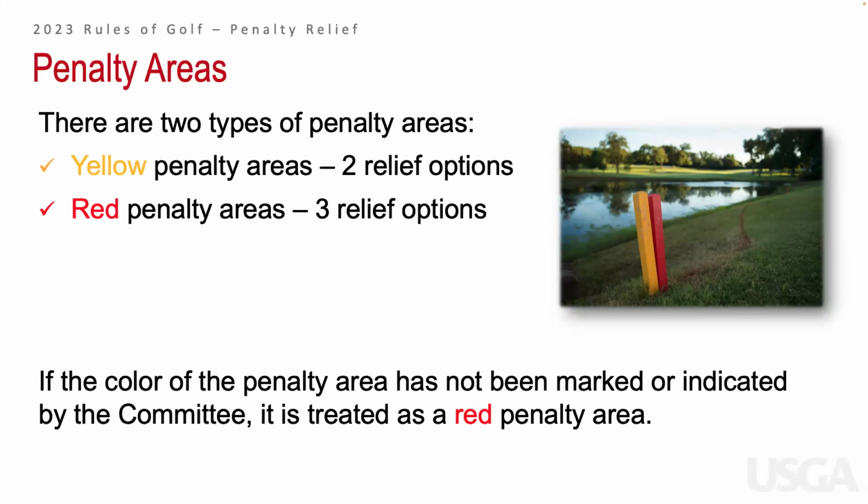A lot of times, courses like to make a wooded area a red penalty area because it's going to keep play moving, and it's not so penal with having to play a lost ball. So just make sure you're aware of how things stand. Yellow penalty areas give you 2 relief options. Red, you get those same 2 plus the 2 club lengths. And if a penalty area has not been marked or indicated, it is just treated as a red penalty area. So fun fact there.